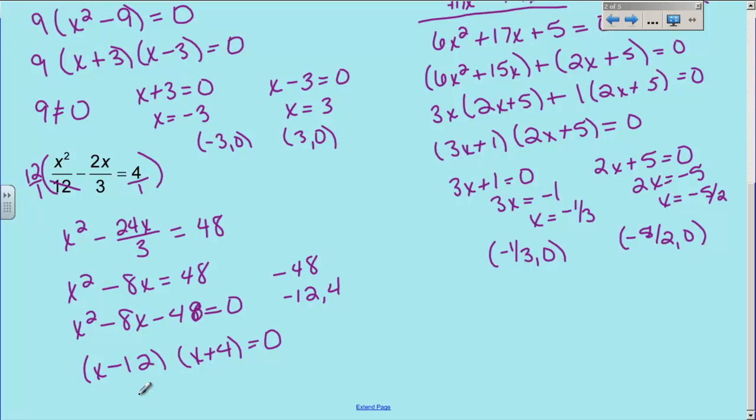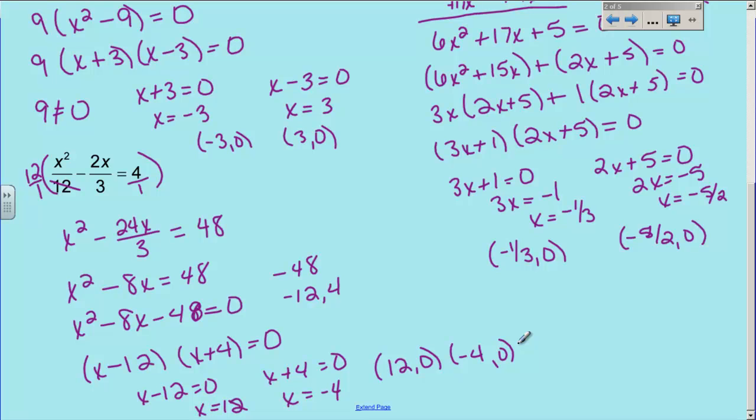Set them both equal to 0, and we're going to solve them. So for this one, x equals 12, because I added 12 to both sides, and for this one, x equals negative 4. So this quadratic, even with all the fractions and everything in it, if I were to graph it, would cross the x-axis at 12, 0, and at negative 4, 0. So those are my two solutions.